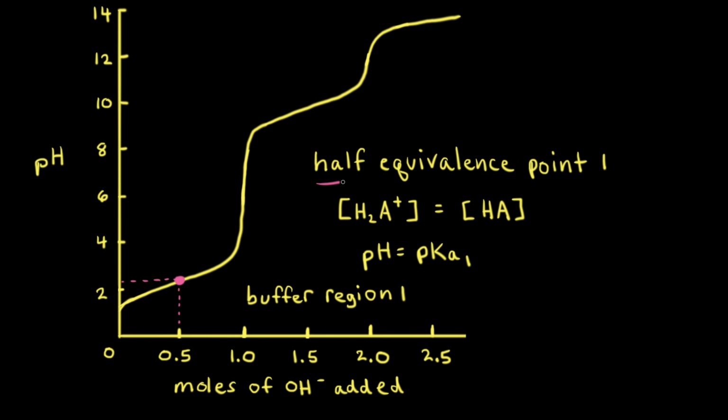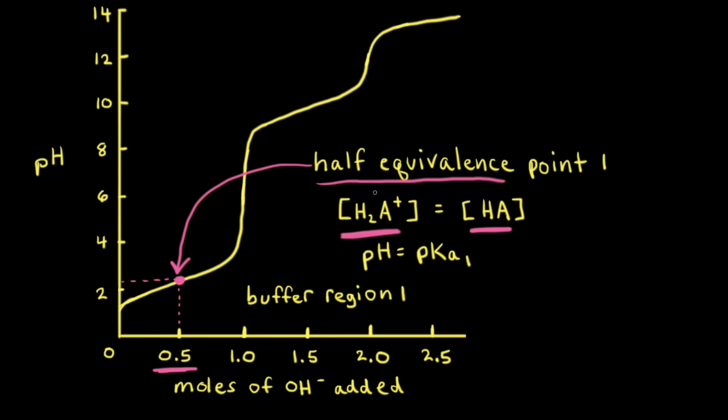Next, let's look at half equivalence point 1 in more detail. So here is half equivalence point 1 on the titration curve. If we started out with 1 mole of H2A+ and we've added 0.5 moles of hydroxide anions, we've neutralized half, or 0.5 moles of the H2A+. Therefore, at the half equivalence point, we have half a mole of H2A+ and half a mole of HA, which means the concentration of H2A+ is equal to the concentration of HA.